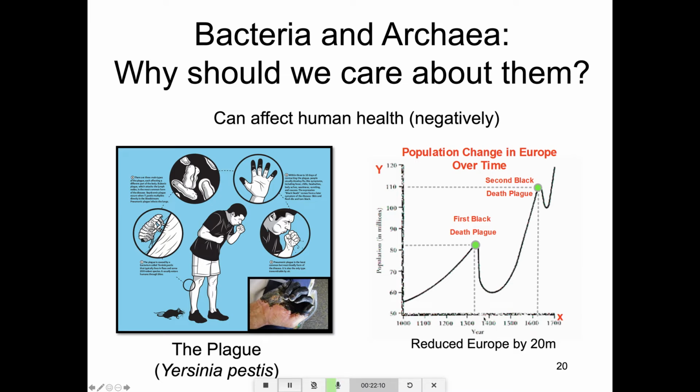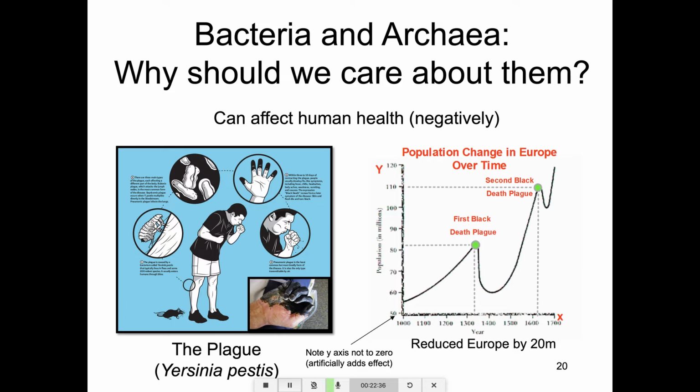And what you see is in the sort of mid-1300s and mid-1600s, there were big outbreaks of the Black Death, or plague outbreaks, that really influenced the population. In fact, it reduced the European population by almost 20 million people, or 25%, back in the mid-1400s. It's pretty significant. Obviously, some pretty significant effects on the population.